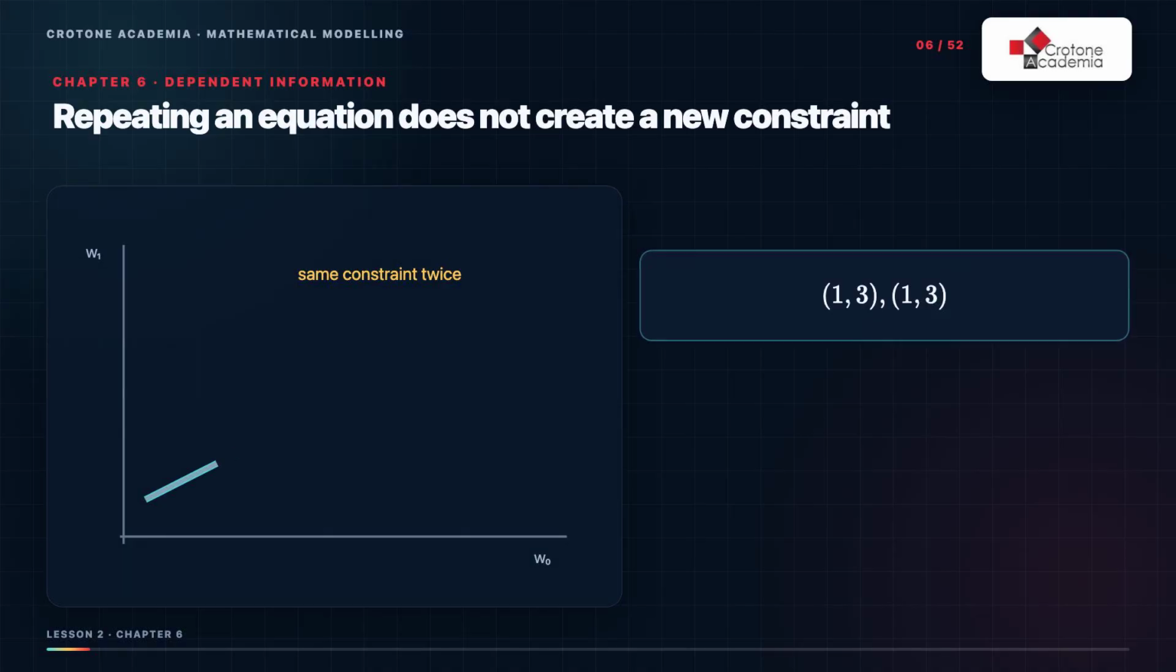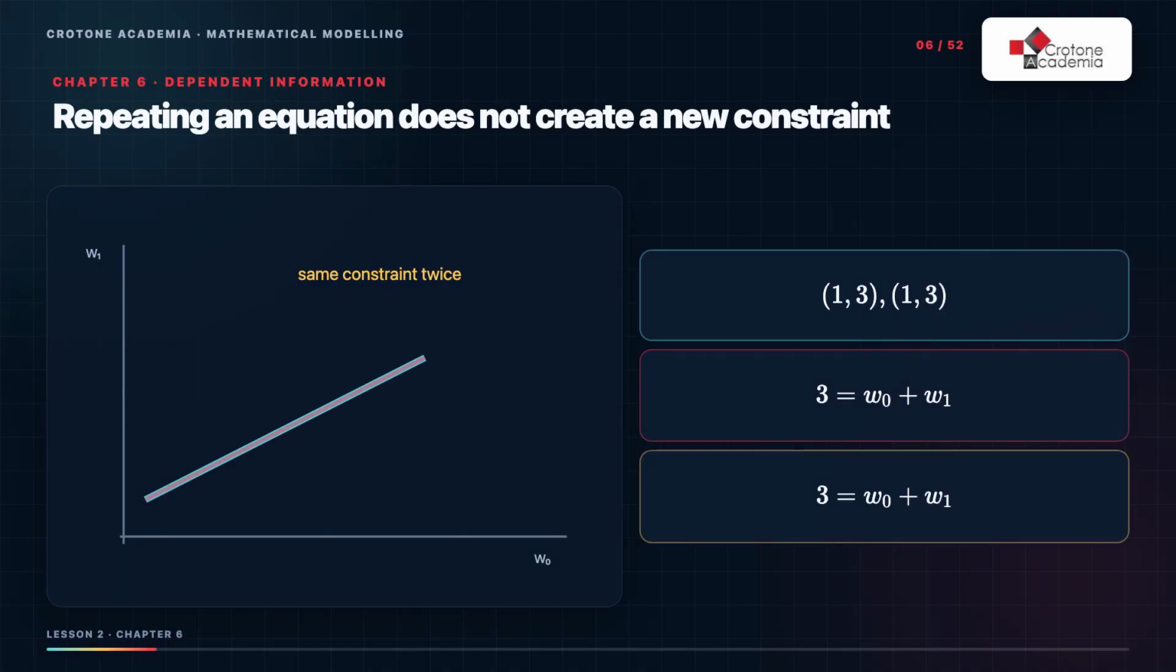Now, repeat the same observation. 1, 3. Both rows produce exactly the same equation. 3 equals w0 plus w1. We may write it twice, 5 times, or 1,000,000 times, but its information has not changed. Geometrically, the second constraint lies directly on top of the first. We still have infinitely many possible parameter pairs. The number of rows is therefore not the same as the number of independent constraints. This is the first place where rank will eventually replace simple counting.